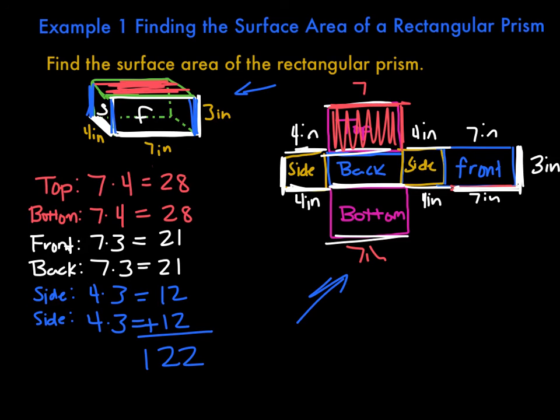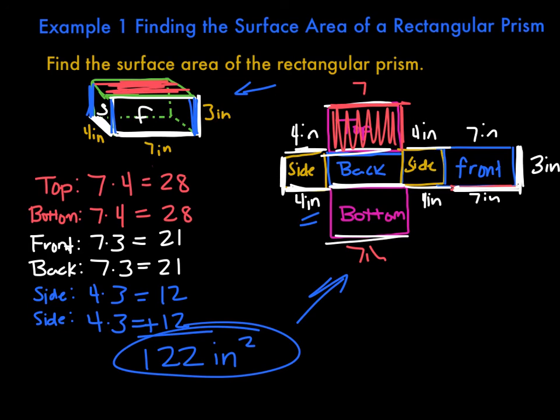If you remember from the last page you were on, we talked about how surface area is measured in square units. So we're talking about inches. It would be 122 inches squared, and that would be your final answer of the entire surface area of this rectangular prism.